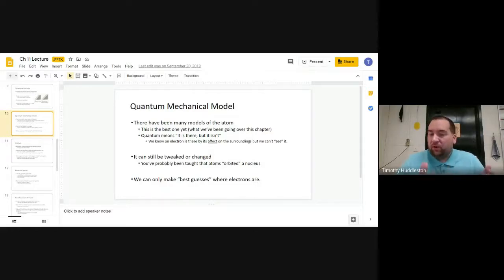So, for example, how this applies to the atom and why the quantum mechanical model became the name of this model of the atom. It's because we know an electron is there by its effect on the surroundings, but we can't see it. We cannot 100% prove it. Now, why is that the case? The only way we can see electrons is through this thing called an electron microscope.